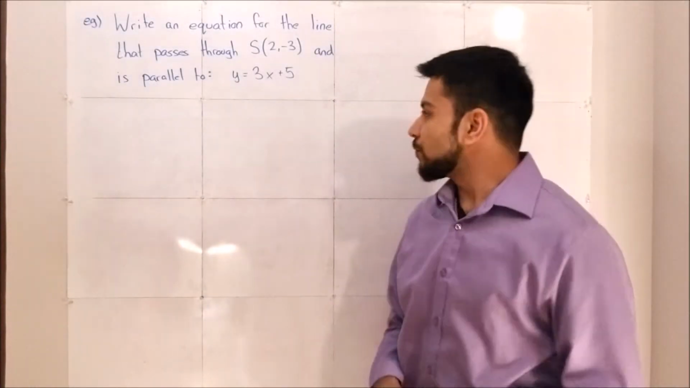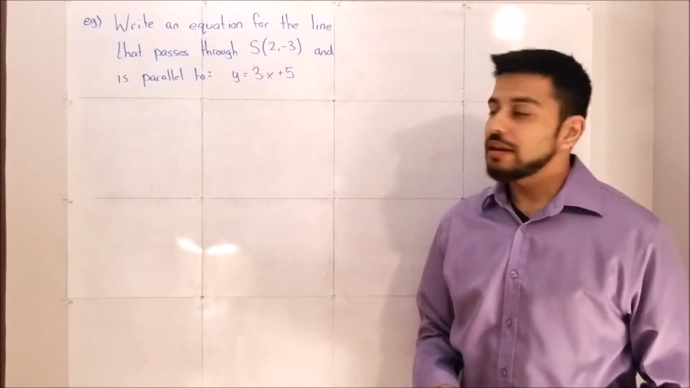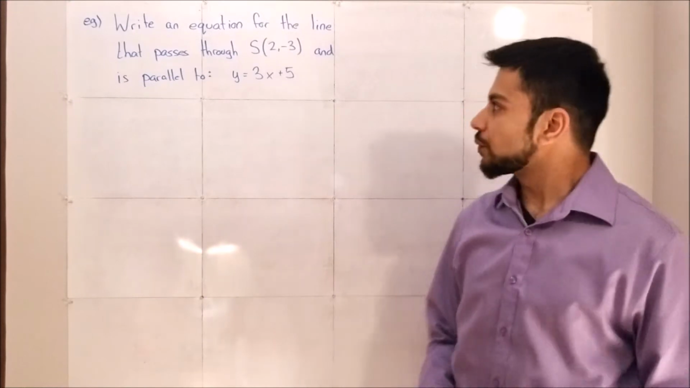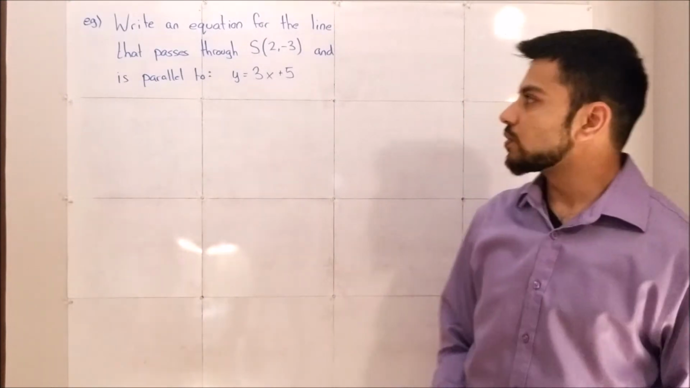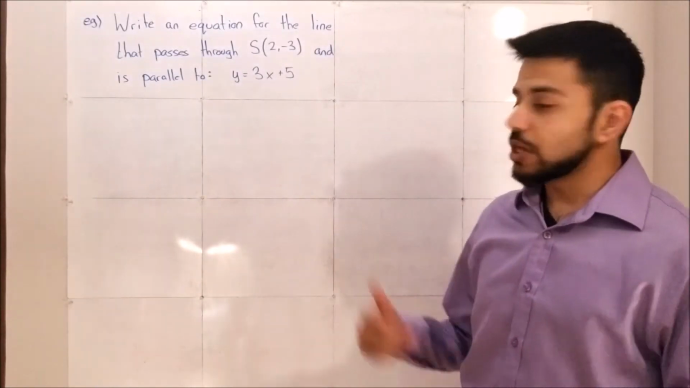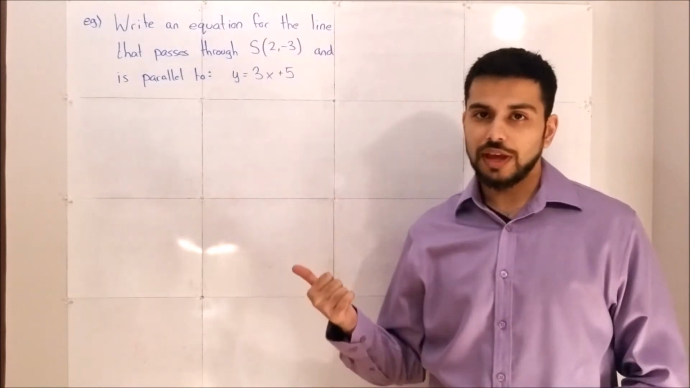Okay, so one more example for this lesson. I could ask you to write an equation for a line. Let's say it passes through the point S, which is (2, -3), and it's parallel to the line with the equation y = 3x + 5. So you actually know how to solve this without today's lesson. You could have used slope-intercept form, and I'm going to show you all the work for that first.